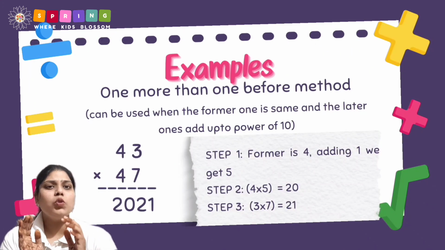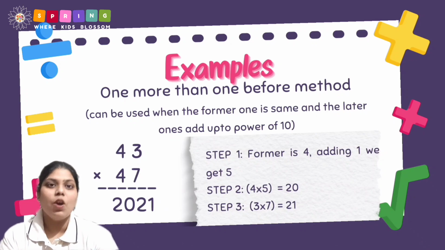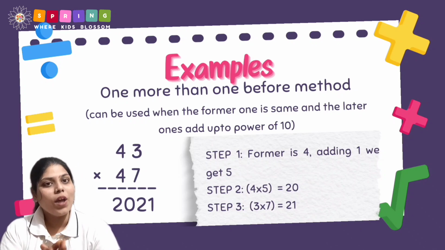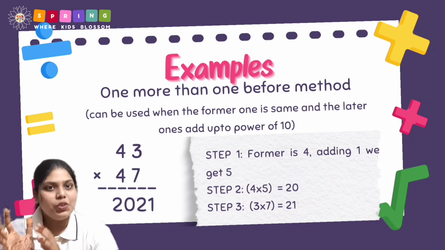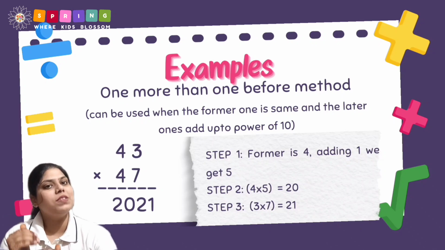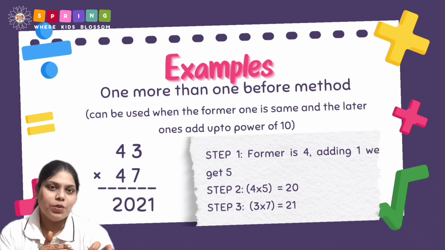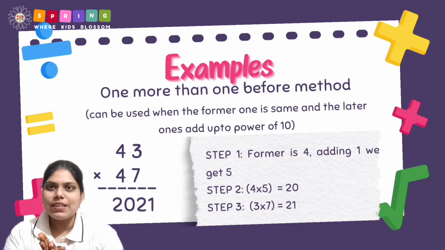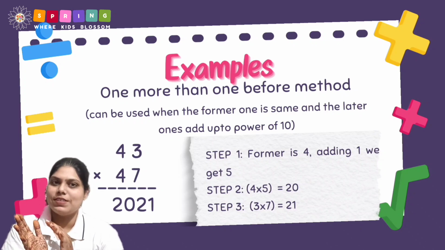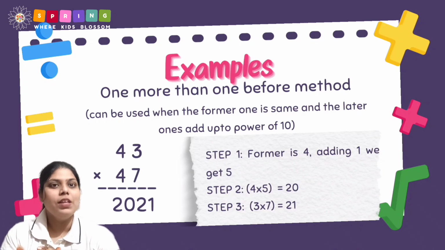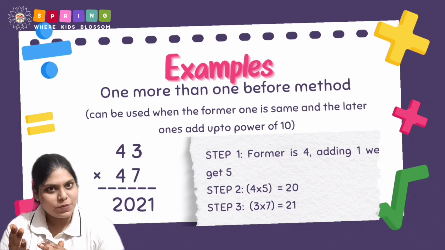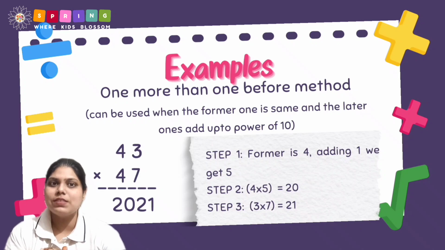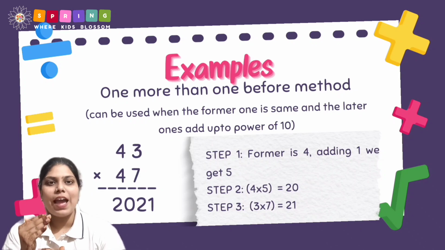Now let us learn about one more very interesting method of Vedic sutras and Vedic mathematics, that is the one more than the one before method, in which the former numbers should be the same, whereas the latter numbers should add up to a power of 10. Taking the example of 43 into 47, as you can see on the screen, the former numbers, that is in the tens place, are 4 and 4, meaning they are the same. And in the ones place, that is the latter numbers, we have 3 and 7.